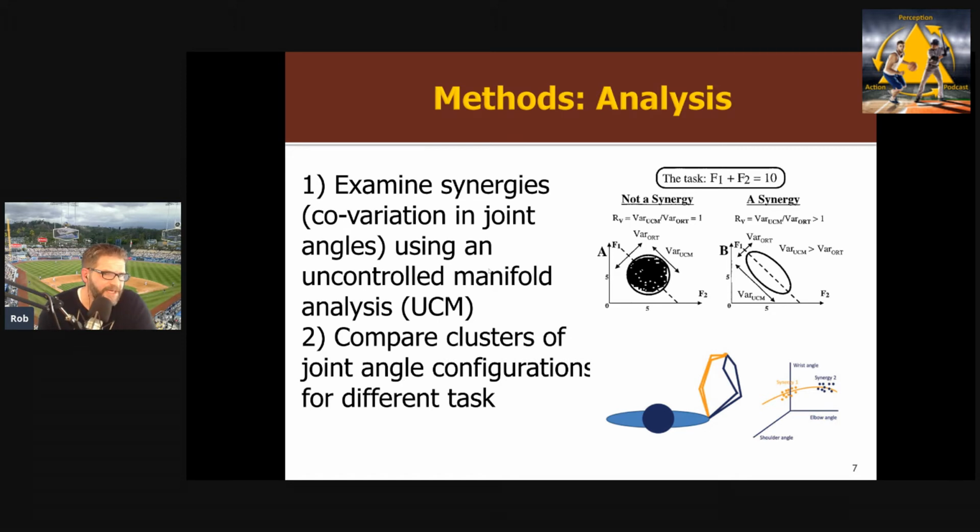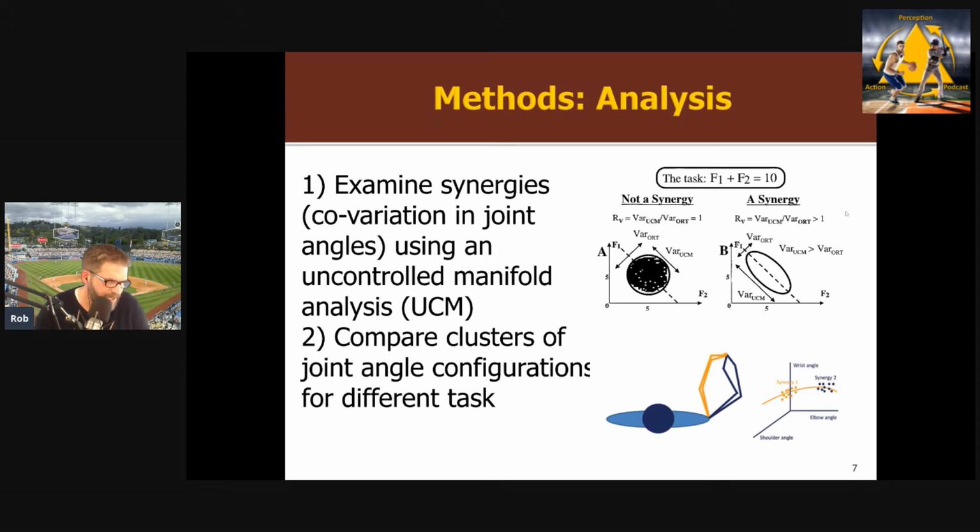Basically, in uncontrolled manifold analysis, what you're doing is you're taking the variability in movement and you're separating it into movement that takes you away from your task goal, okay, and movement that doesn't take you away, okay? So imagine the classic example Latash uses, this is one of his figures, is imagine your task is to push down on something so that you put 10 newtons of force, right?